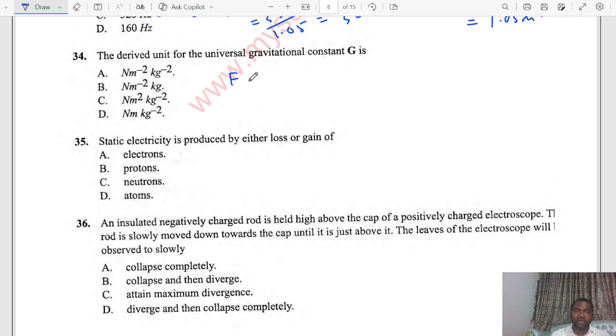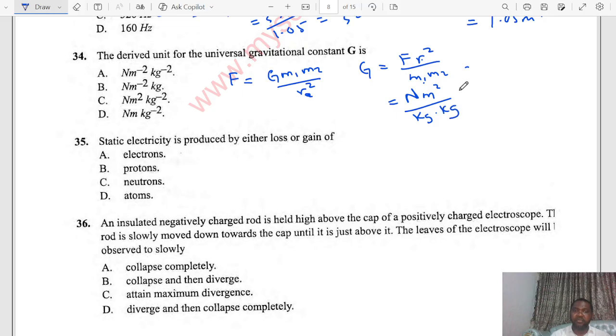Now the next one says the derived unit for the universal gravitational constant is... Now you know that according to the law of gravity, F is equal to G m1 m2 all over r squared. So making G the subject of the formula, G is F r squared over m1 times m2. The unit for force is newtons, r is distance, which is meter squared, over mass, which is kilogram times the other kilogram. So this will be Newton meter squared per kilogram squared. That is it.